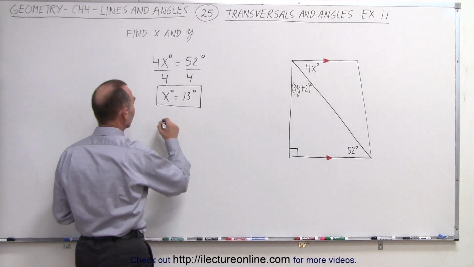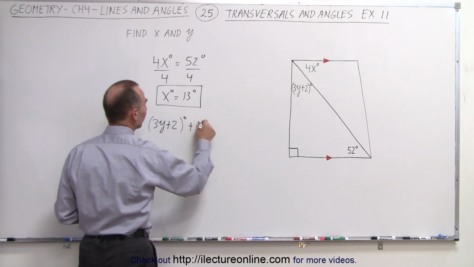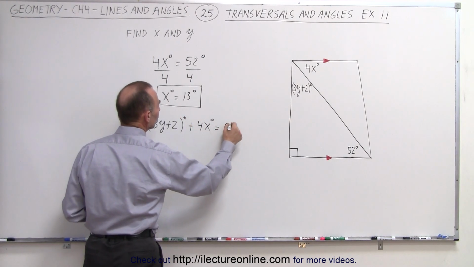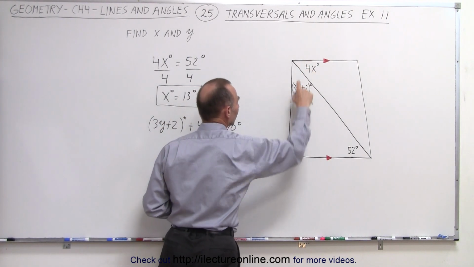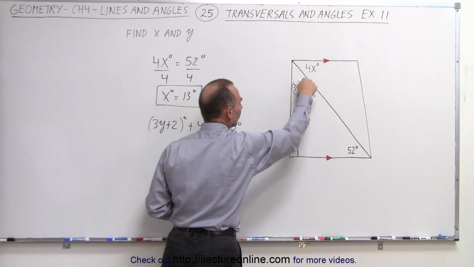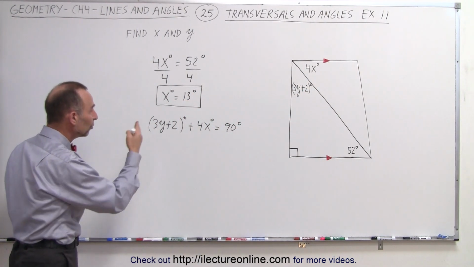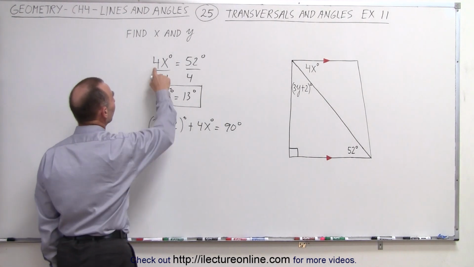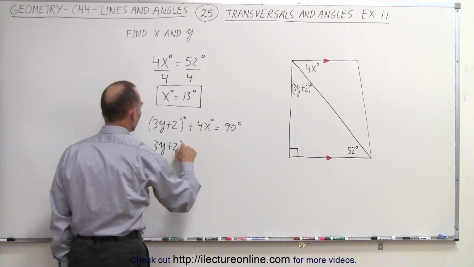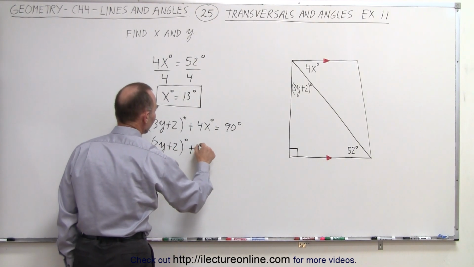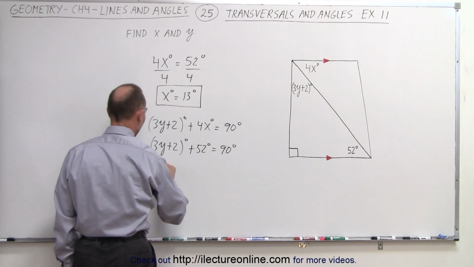We can then write that 3y plus 2 degrees plus 4x degrees is equal to 90 degrees, because these two angles together plus this angle must add up to 180. If this is 90, then the sum of these two must be 90 as well. And now we can solve for y, since we already know what x is equal to. 4x degrees is equal to 52 degrees, so we can write that 3y plus 2 degrees plus 52 degrees is equal to 90 degrees. Subtract 52 from both sides.